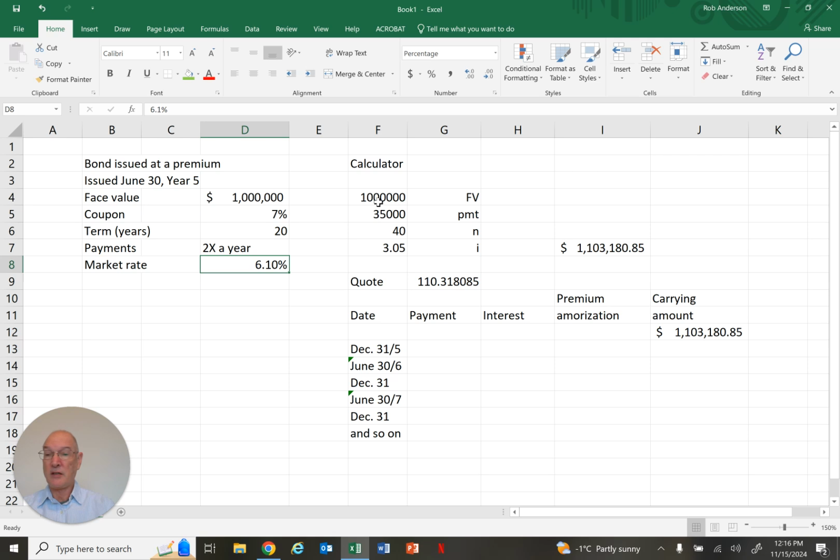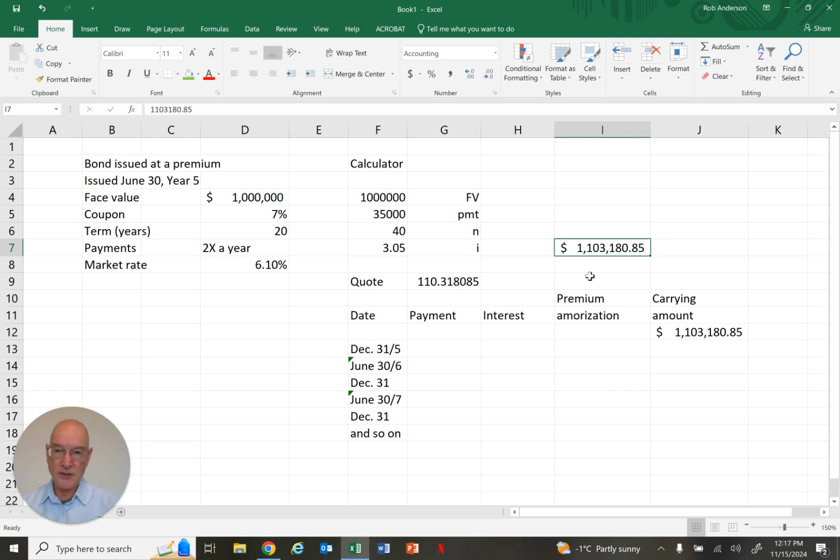We would key in $1 million. Now, of course, on a calculator, you don't put in your zeros, so I didn't here. $1 million is future value. 35,000 is payment. There are 40 payments, so 40 is N, the number of payments, and 3.05 is interest. The only real difference between the financial calculator and Excel is that on the financial calculator, when I key in 3.05, it assumes this is a percent. In Excel, you'll need to put in 3.05 and the percent sign. And this gives us a present value right here. So 1,103,180.85.